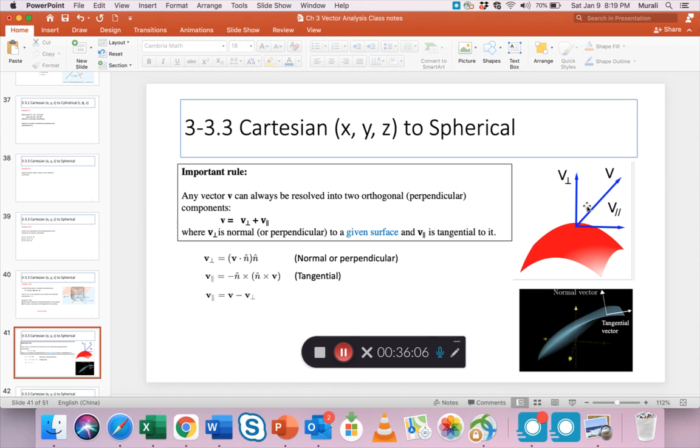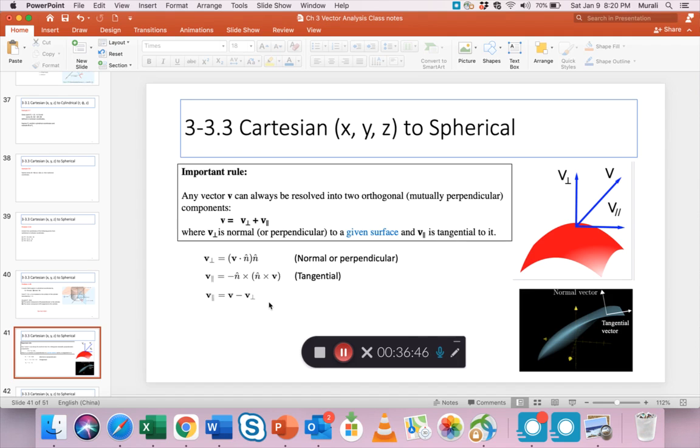Any vector has these two. So an important rule to remember is any vector V can be resolved into two mutually perpendicular components. I guess I should write mutually perpendicular components. That means they are perpendicular to each other, and you can add them and that gives you the original vector. So where this is normal to a given surface, or a field, the other one is tangential.